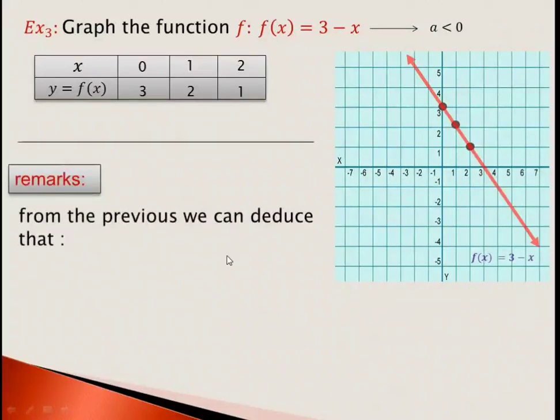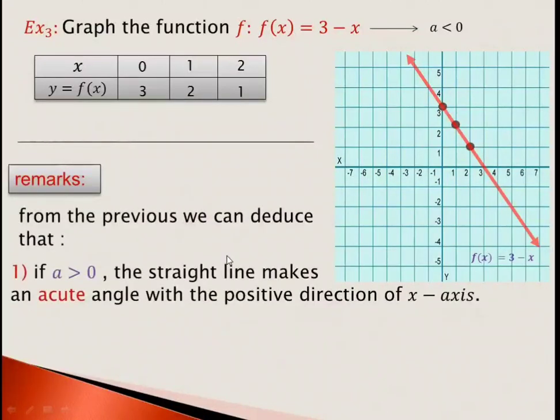Remarks. From the previous, we can deduce that if the coefficient a is more than 0, the coefficient of the variable x is more than 0, that means the straight line makes an acute angle with the positive direction of x-axis, as in the previous example. In the previous example, the coefficient of x is positive. That means a is more than 0. So the straight line makes an acute angle with the positive direction of x-axis.